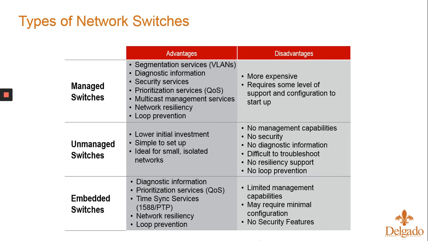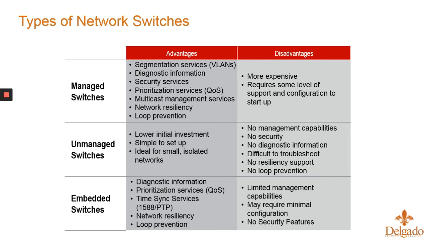The disadvantages, of course, is it doesn't have any of the managed capabilities, so we don't have any of the security built in. We don't have any of the other managed features. You don't get a whole lot of diagnostic information out of it, so it's perhaps a little harder to troubleshoot. No resiliency support and no loop prevention, which is probably one of the biggest issues. So if somebody were to create a loop on that unmanaged switch, you could literally bury your entire network by doing so.